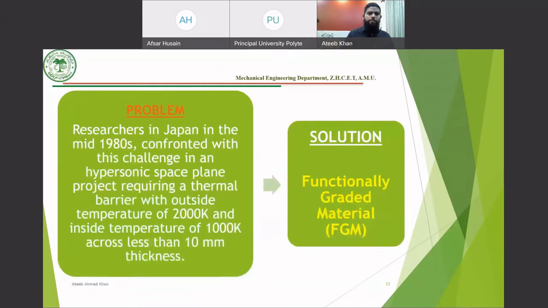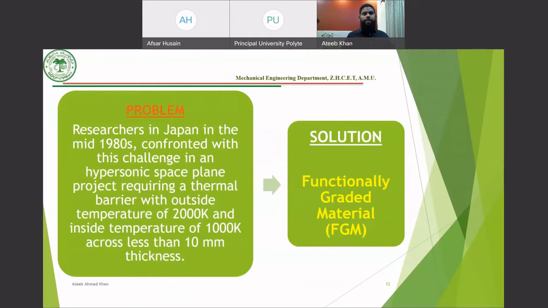Now, researchers in the mid 1980s came across a problem where they had to design a hypersonic plane. This hypersonic plane had to bear an outside temperature of 2000 Kelvin and an inside temperature of 1000 Kelvin in less than 10 mm of thickness. And the solution to this problem is what we today know as functionally graded material.